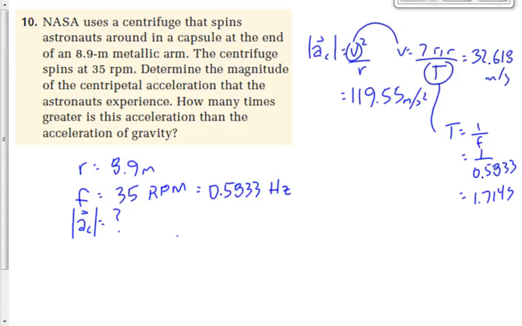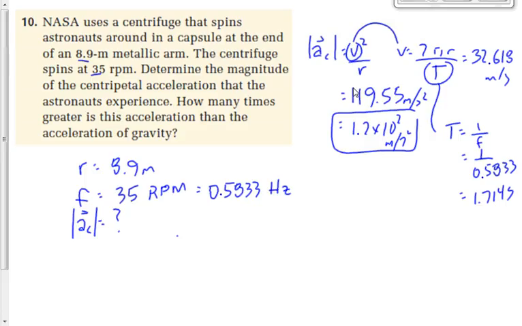We're going to round that to 2 digits. Right? This is 2 digits. Final answer should be 1.2 times 10 to the 2 meters per second squared. Okay, half done. Now we got to find the g's. How many times greater is this acceleration than the acceleration due to gravity?